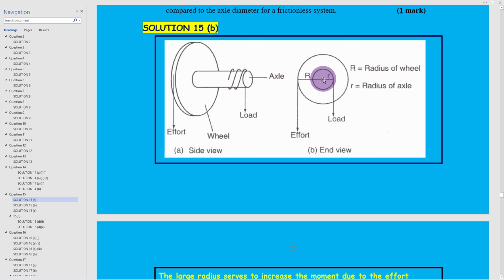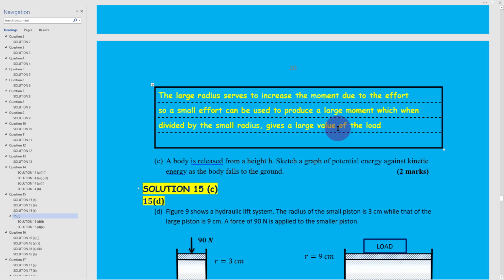It's because we want to reduce the value of the effort while getting the same amount of turning effect by increasing the distance. When we increase the distance, we can comfortably use a small force to lift a bigger force. So this is the explanation that I thought would be very suitable. The larger radius serves to increase the moment due to the effort, because of that large distance. So a small effort can be used to produce a large moment, which when divided by the small radius gives a large value of the load.